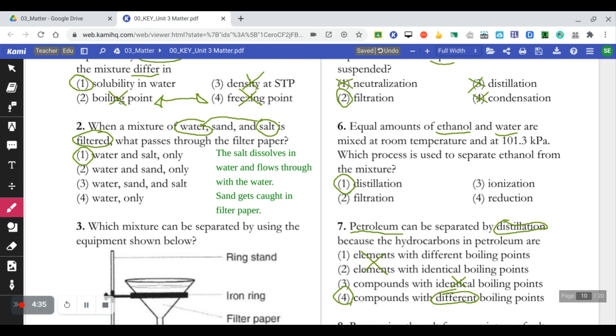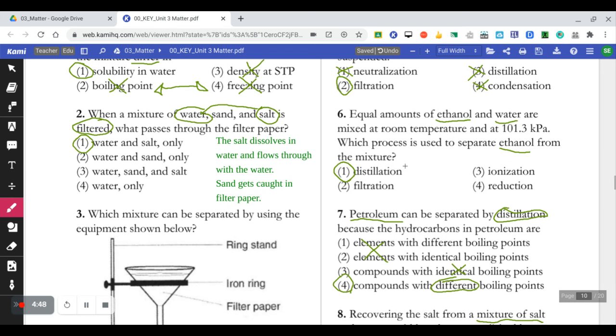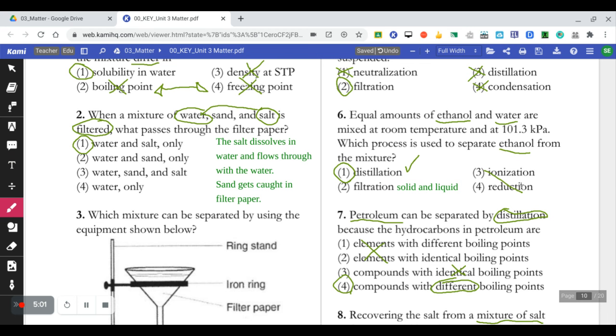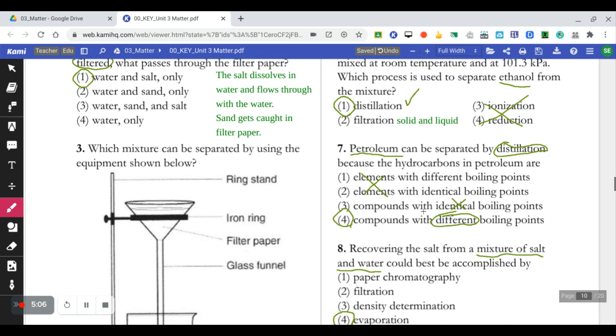6. Equal amounts of ethanol and water are mixed at room temperature and at 101.3 kilopascals. Which process is used to separate ethanol from the mixture? I told you in our notes, ethanol and water is an example of a mixture that we would use distillation for. Filtration is for solids and liquids, so that's not what this is. And then these other two you probably don't recognize, so you can immediately just get rid of those. Those are not examples of separation techniques.